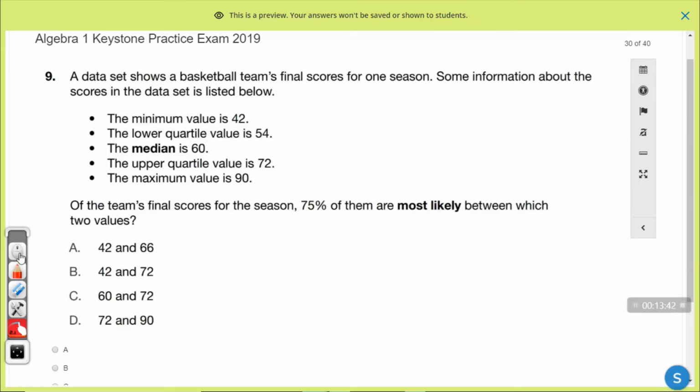Let's take a look at number 9. A data set shows a basketball team's final scores for one season. Some of the information about the scores in the data set is listed below. The minimum value is 42, the lower quartile is 54, the median is 60, the upper quartile is 72, and the maximum is 90. Before I go any further, what they just described is what a box and whisker plot would look like. And although I'm not going to use a number line, I'm just going to mark this out and draw what my box and whisker plot might look like.